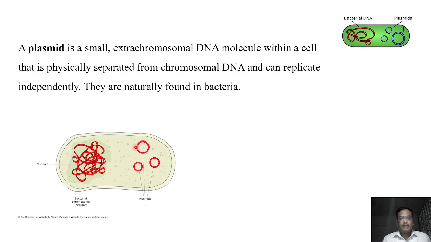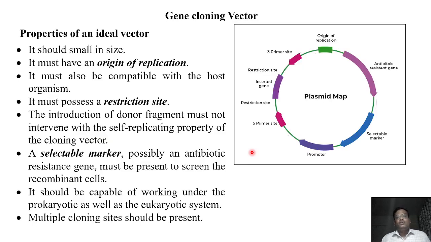Different species of bacteria have different number of plasmids. So different types of plasmids. So many of them are isolated and used as vectors in recombinant DNA technology. So gene cloning vectors. So properties of an ideal vector. To use a plasmid or to use a phage as a vector, it must have some properties, some characters. So what are those? It should be small in size.